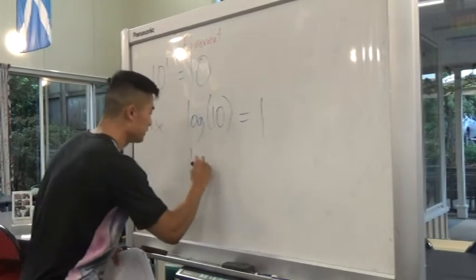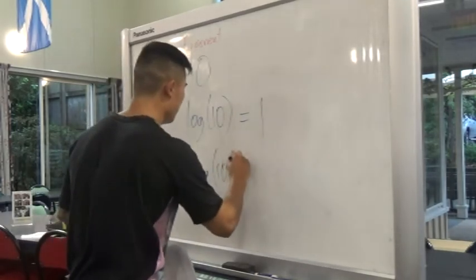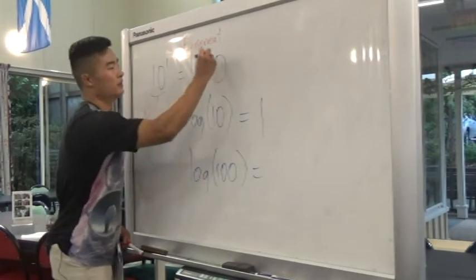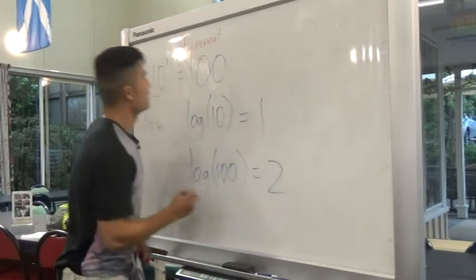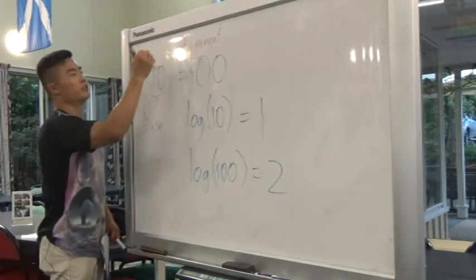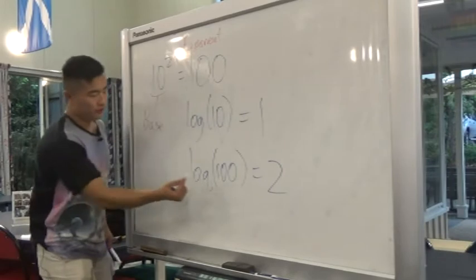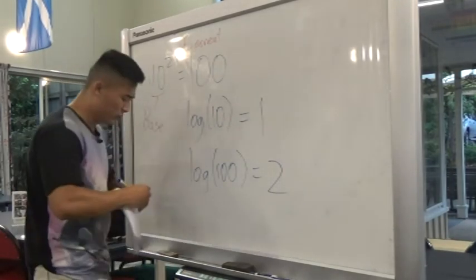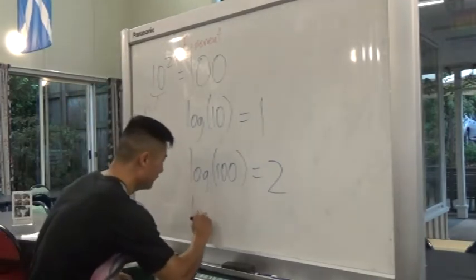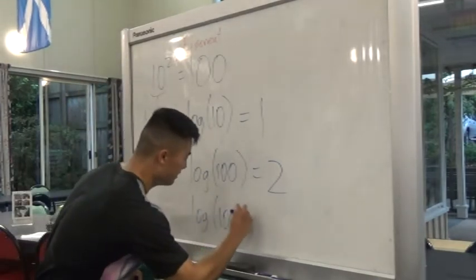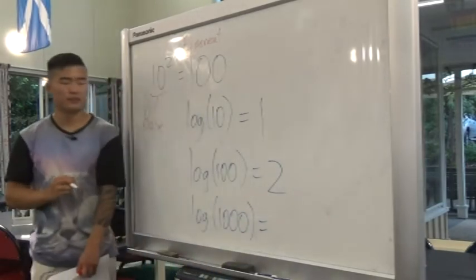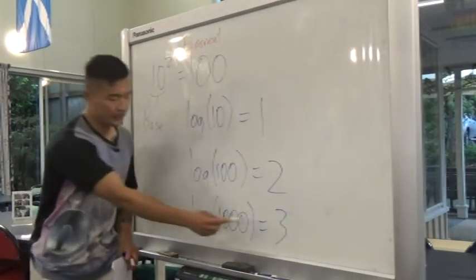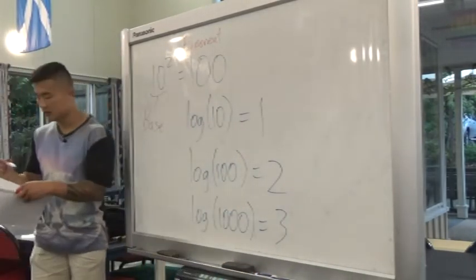So then what's the log of 100 going to be? Yep, so it's going to be 2. So we'd need 10 to the power of 2 to have an answer of 100. And so just one more. The log of 1,000 would be 3. Yep. So that means 10 to the power of 3 is going to equal 1,000.